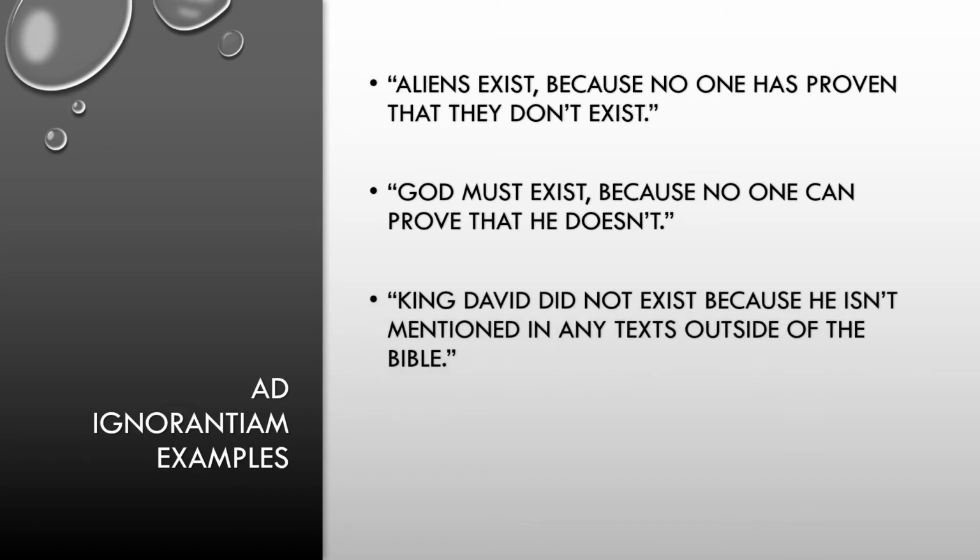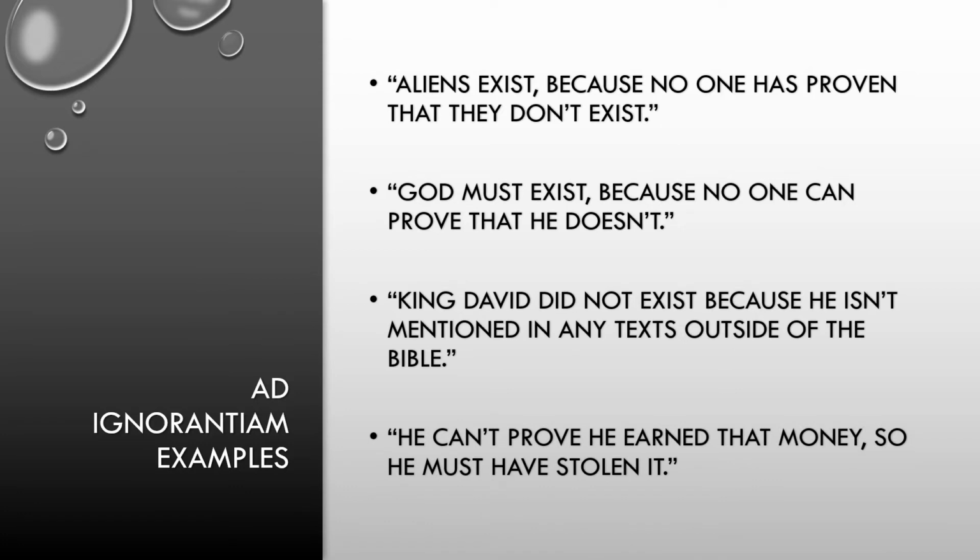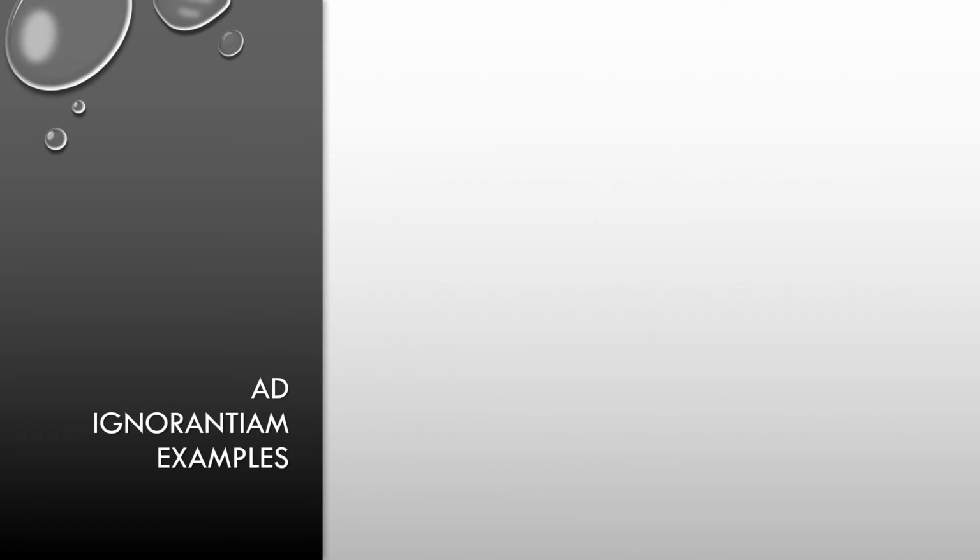Here, absence of evidence is cited as evidence of absence, and prior to 1993, this was actually the case that was often made. But in 1993, the Tel Dan Stela was discovered, and people started to change their minds. So as soon as you start to have a little bit of evidence, the whole thing switches in the other direction. He can't prove that he earned the money, so he must have stolen it.